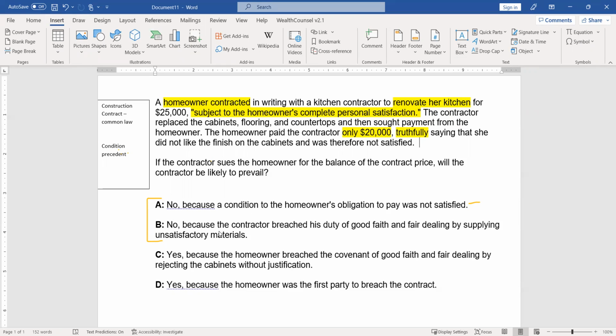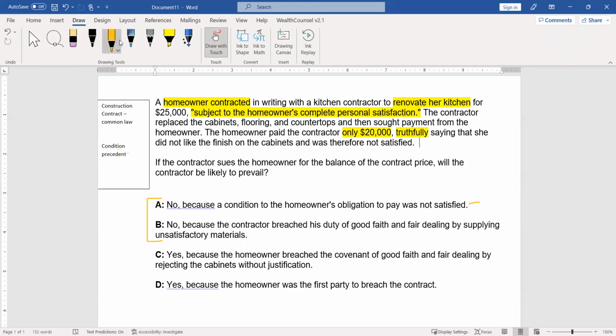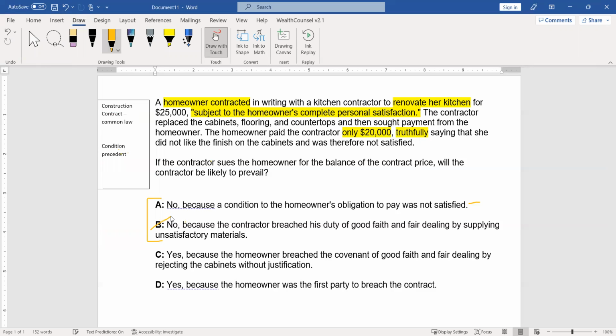For B, no, because the contractor breached the duty of good faith and fair dealing by supplying unsatisfactory materials. That can't be the claim, because he did perform, it just was not to the homeowner's satisfaction. So he did his job, it just isn't to her taste. C, yes, because the homeowner breached the covenant of good faith and fair dealing. The fact pattern says that she was doing it in good faith, so that would not match up with what the bar examiners are telling you.